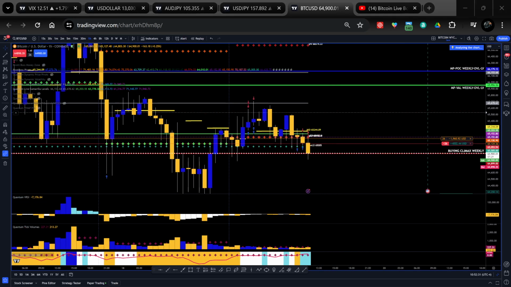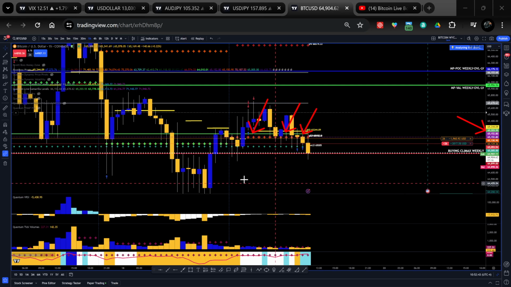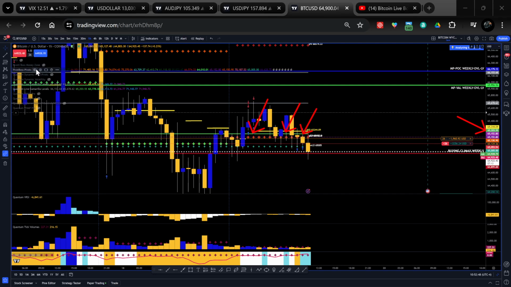Camarilla S3 got broken down from. Right, so we retested that a couple times and we lost that. So Camarilla S3 is 65,203.55. And let me just take a quick look at what kind of Camarilla setup we have.